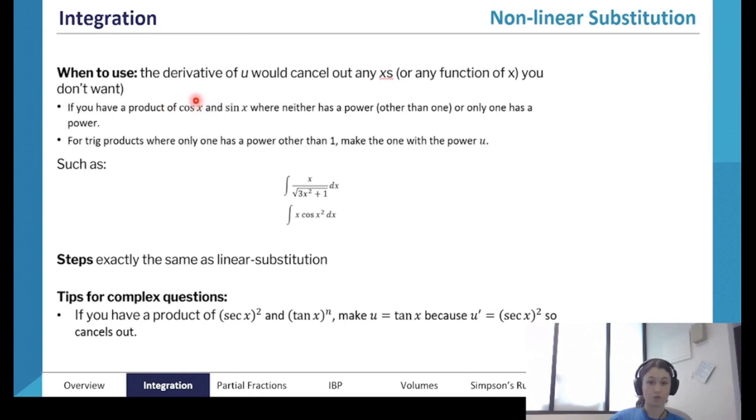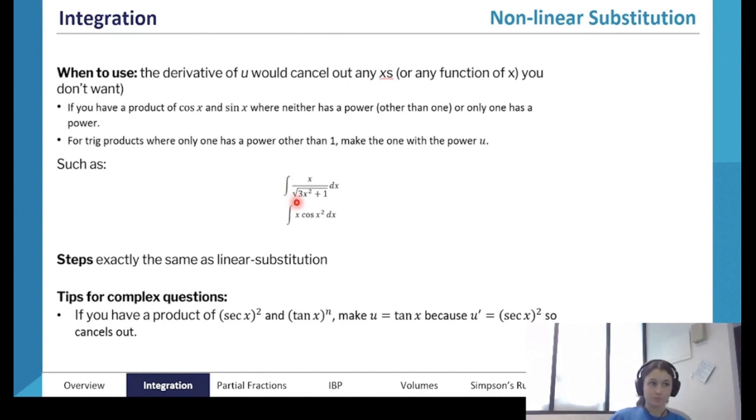We're going to use nonlinear substitution when the derivative of our nonlinear component, so in this example here, our nonlinear component is 3x squared plus 1, would cancel out the different function that we don't want. So the function that we don't want here is the x, and our nonlinear component is 3x squared plus 1.